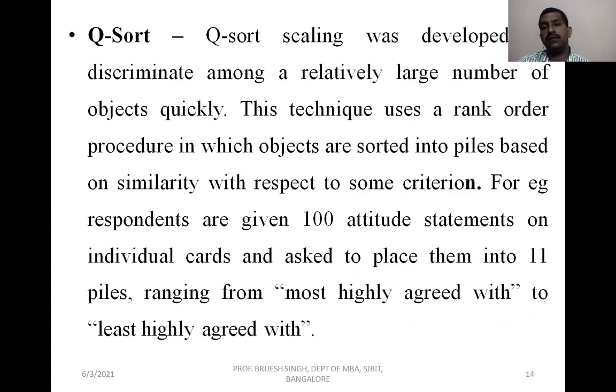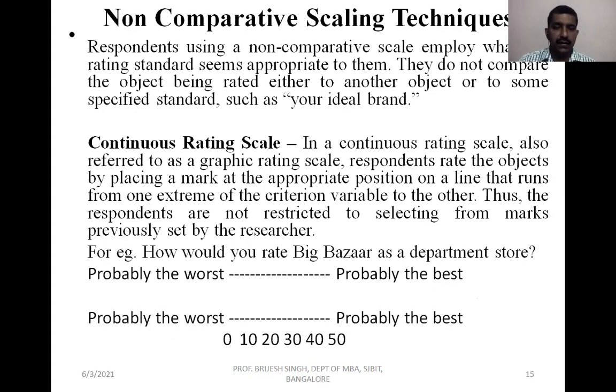So Q-shot scaling was developed basically to discriminate among a relatively large number of objects quickly. That is the beauty of this: mostly highly agreed with, least highly agreed with. You can allocate with some number, and here the number will not be zero, it will be with some minimum parameters. With that, they will be trying to give the numbers here. And this technique is very much useful also for the rank order procedure if you want to go for checking some kind of criteria here.